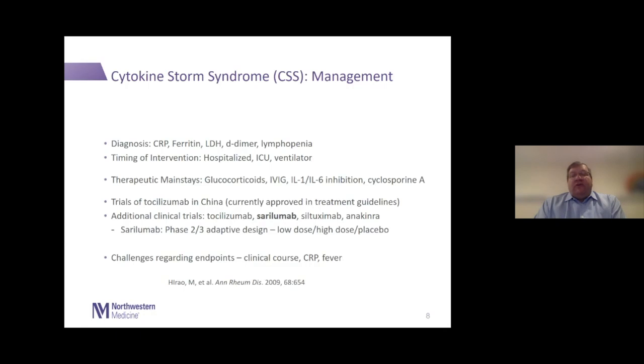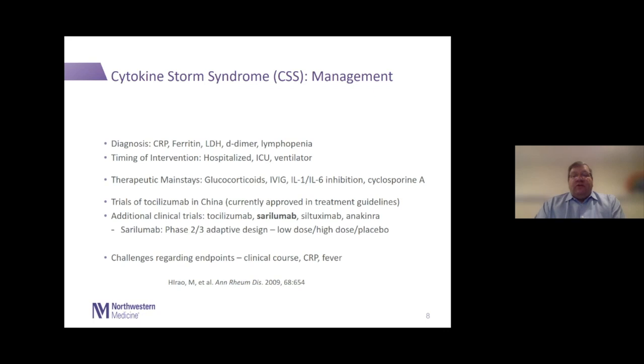There are trials with tocilizumab, again, an IL-6 receptor antibody, sarilumab, another IL-6 receptor antibody, and I've highlighted that here because that trial is ongoing here at Northwestern. Cetuximab, which is an antibody directly against IL-6, not the receptor, and then anakinra, which is an IL-1 receptor antagonist that blocks IL-1 signaling. Anakinra was approved almost 20 years ago for the treatment of rheumatoid arthritis and is used fairly commonly in JIA, systemic JIA, children with systemic features of juvenile inflammatory arthritis, and sometimes in adults with Still's disease.